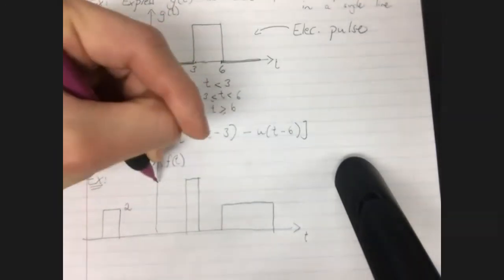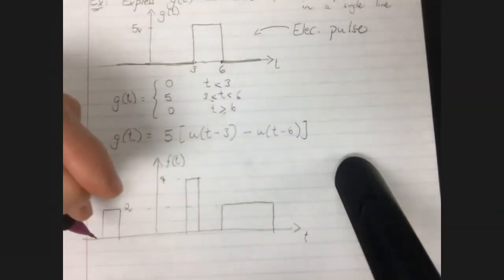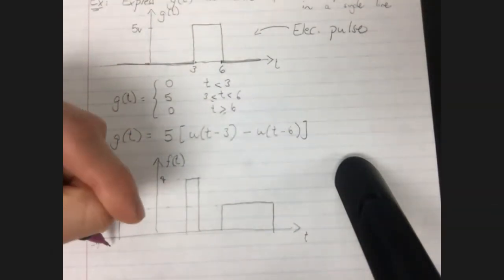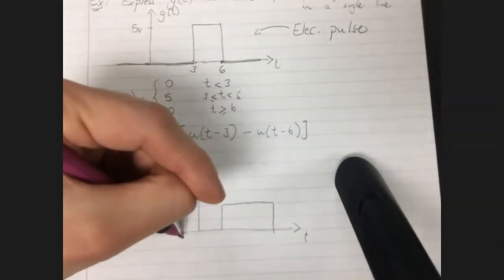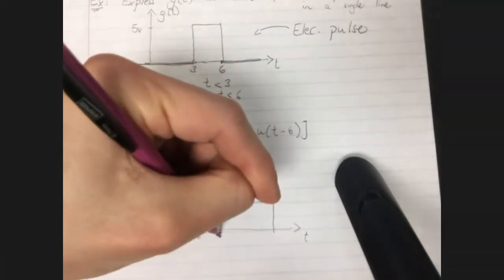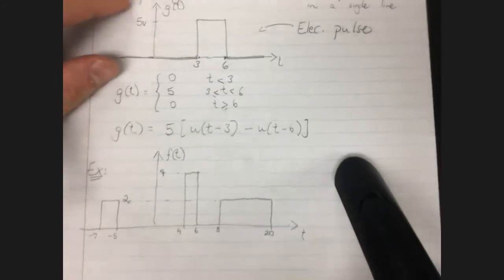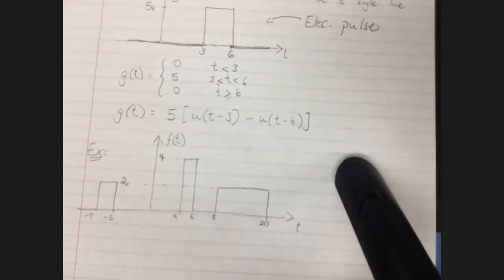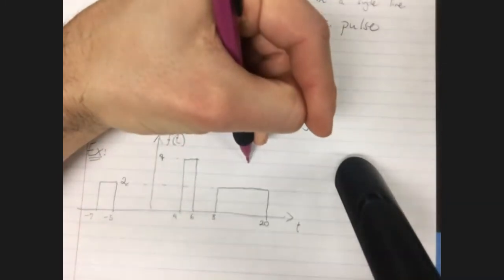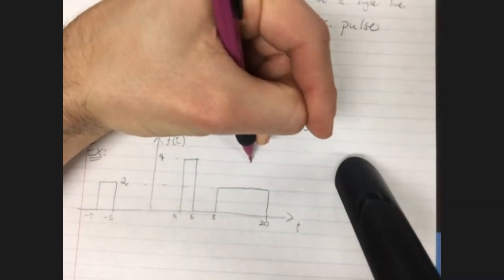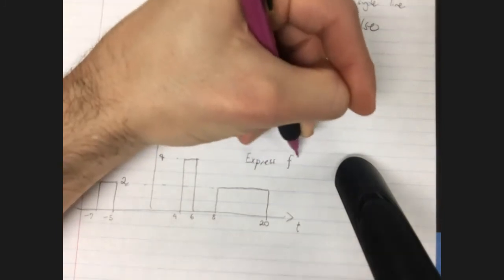So this is a height of 2. This is a height of 4. This right here is -7, -5. This is going to be 4, 6, 8, and 20. Okay. So can you express f of t?